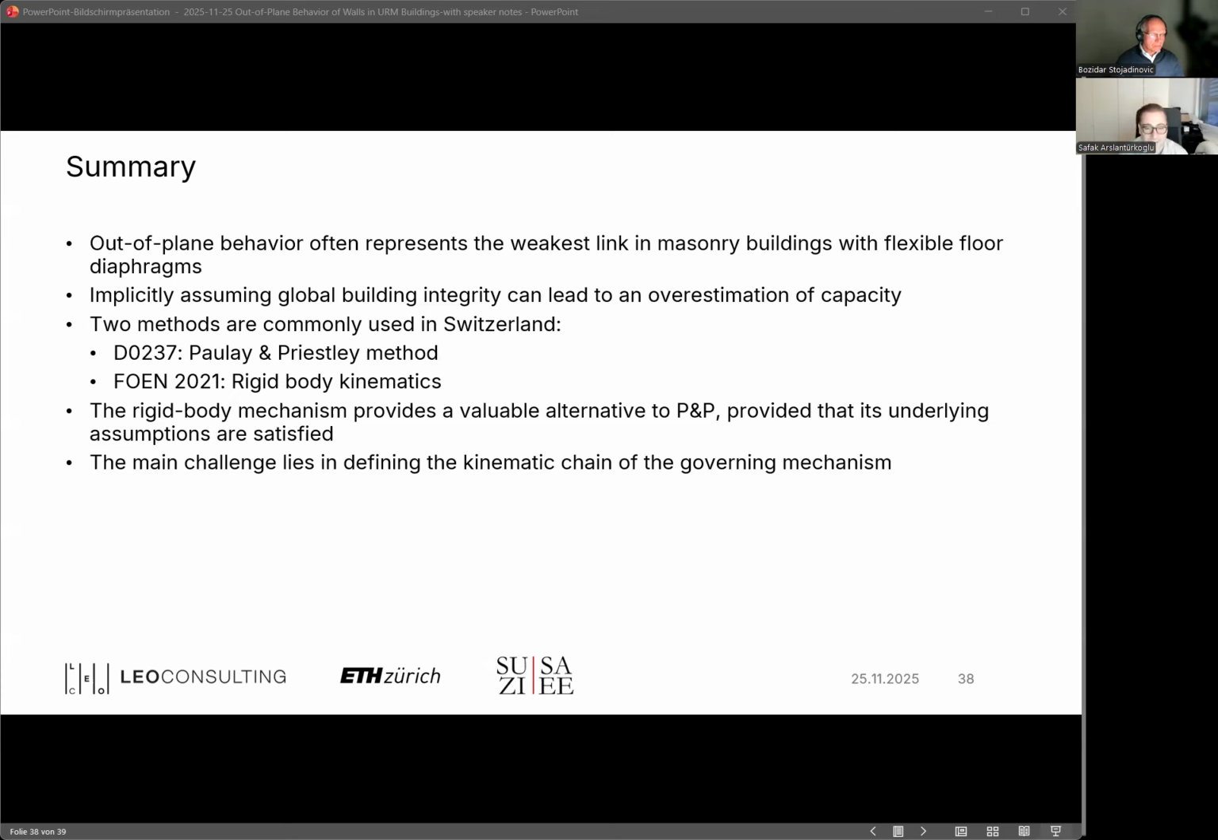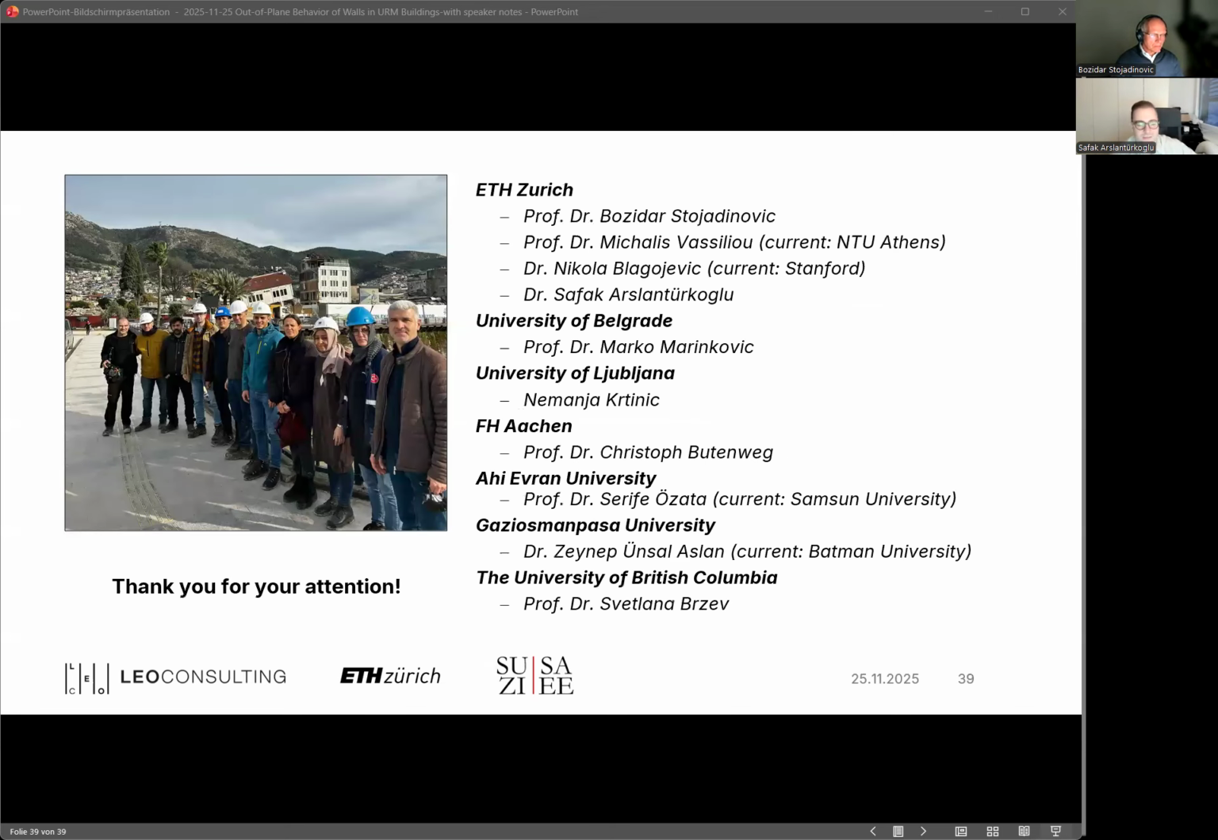and that of course dictates the outcome of the assessment. So this brings me to the end. The examples, the ones from Turkey, are based on field observations, including the ones from the 2023 earthquakes.